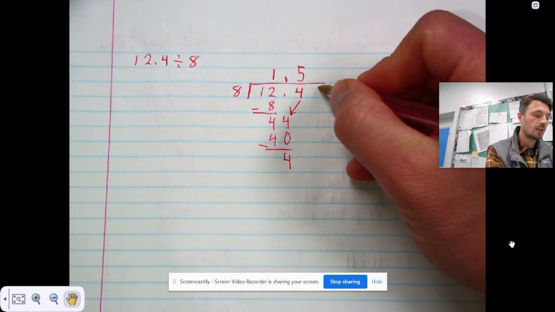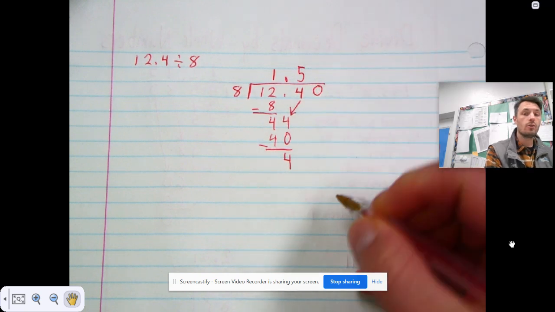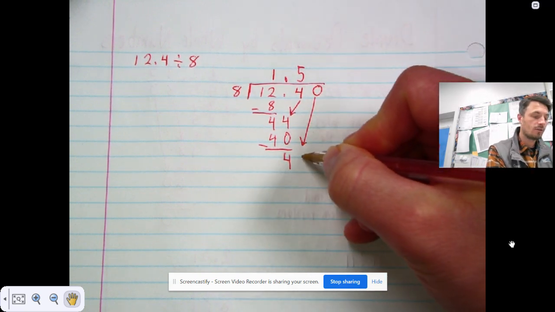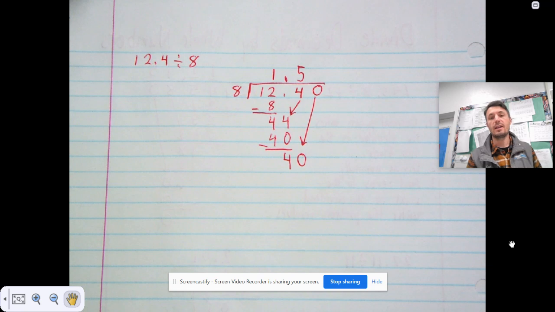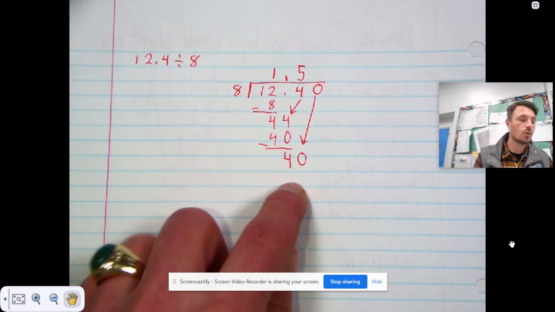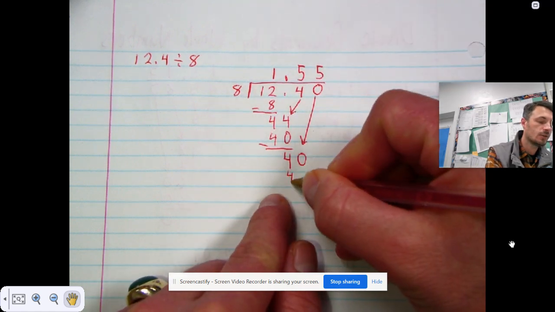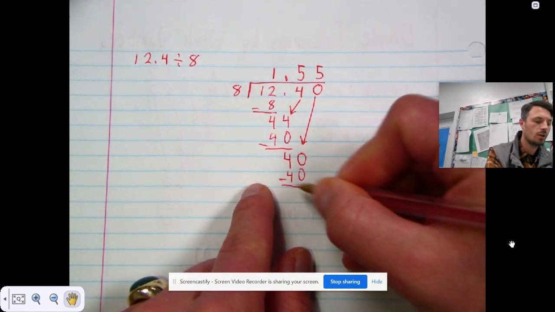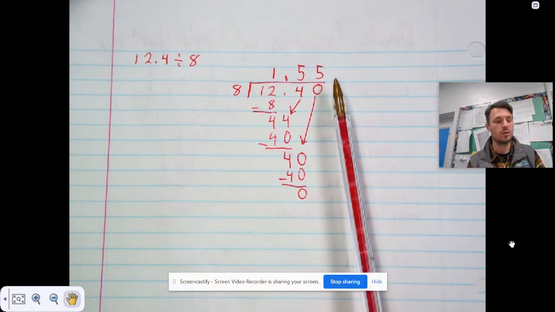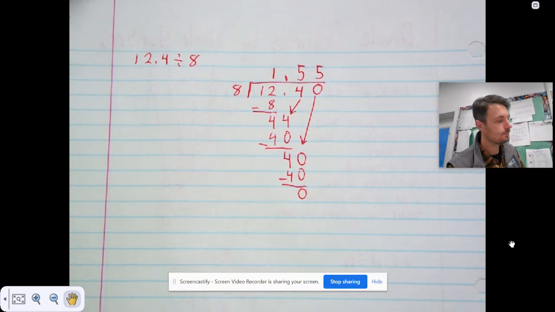So instead of doing that, we add a 0, bring it down. And we do that either until the problem resolves or until we don't think it's going to resolve for a long time, and then we just round the answer. 8 can fit into 40 5 times. 5 times 8 is 40. 40 minus 40 is 0. The problem resolved with just adding 1 more 0.